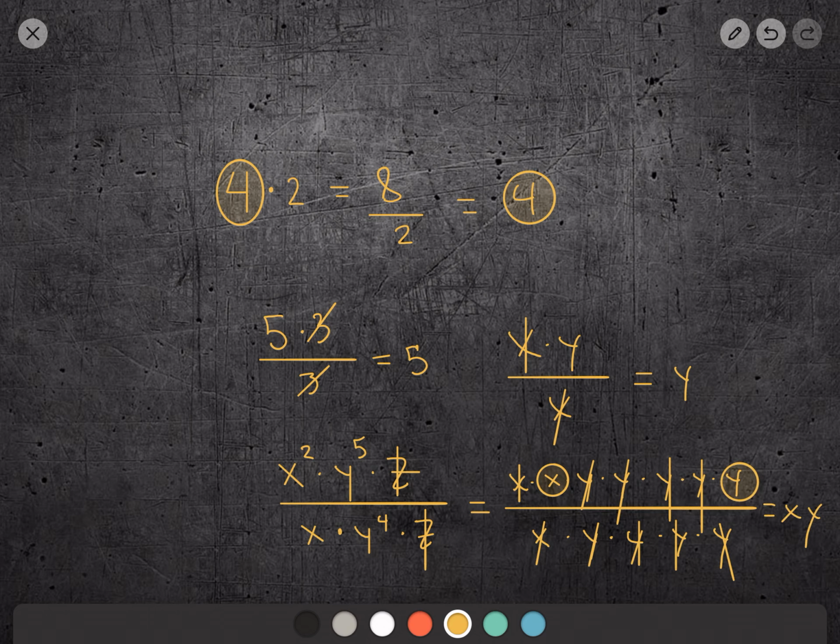So again, the reason I cancel things out is because I might as well not do any of it because I'm multiplying by a number or a quantity, dividing by a number or a quantity.